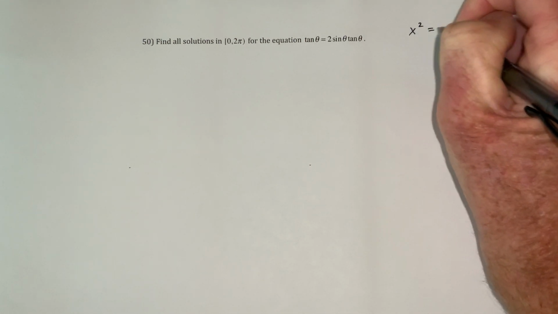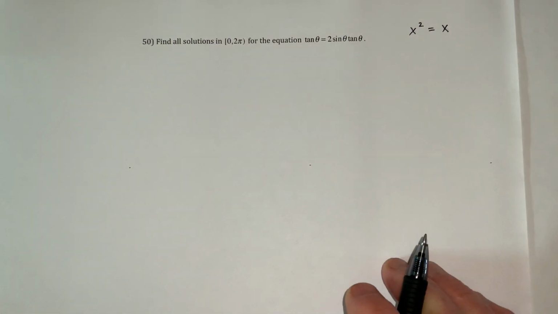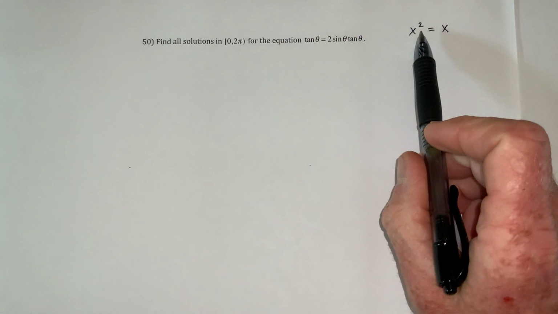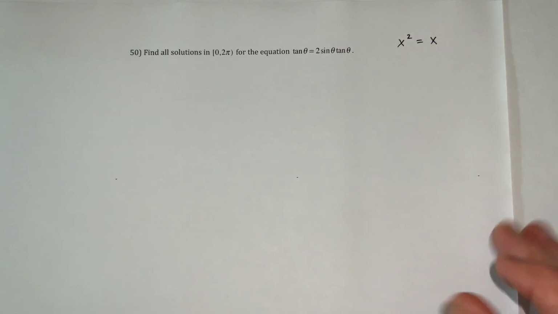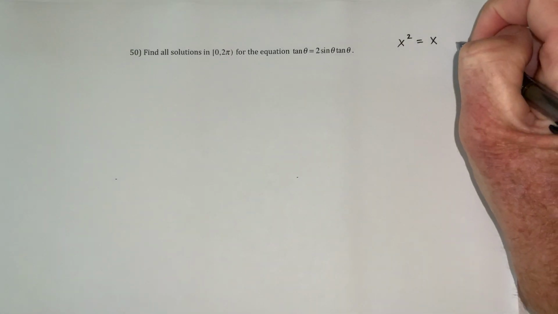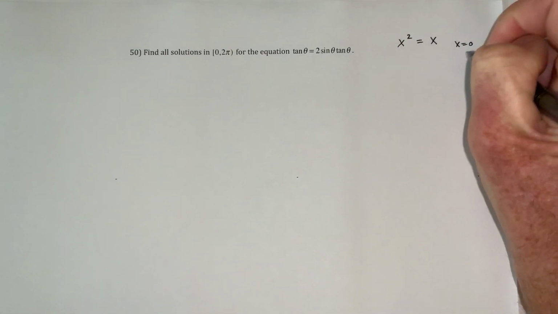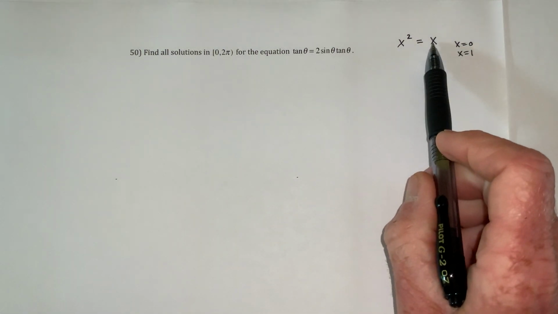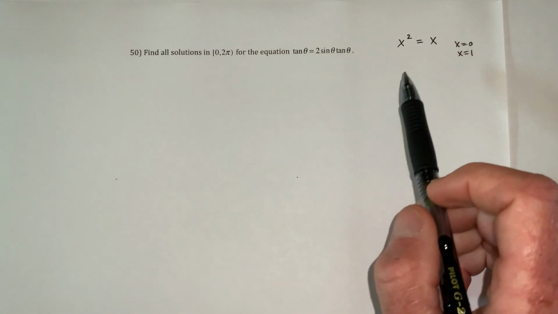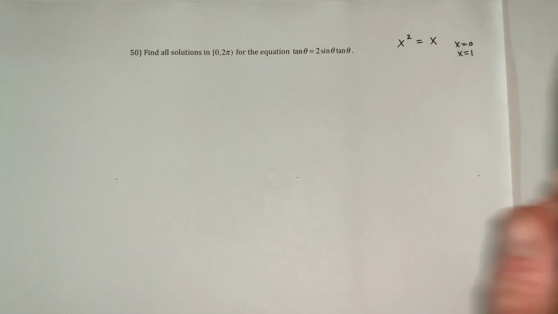x squared equals x. Because it's got x squared, that means there's two solutions. So what number do you square and it equals itself? Well, the answer is x equals 0, x equals 1. Square 0, it equals 0. Square 1, it equals 1. So those are the two solutions.